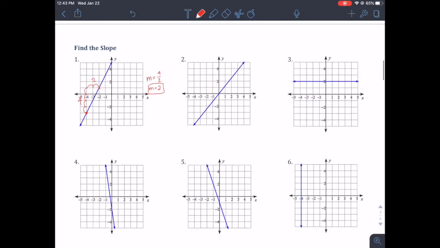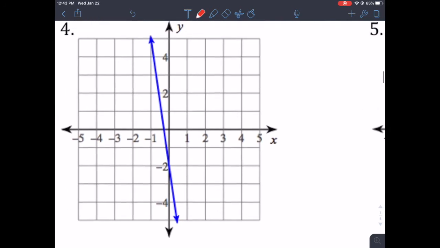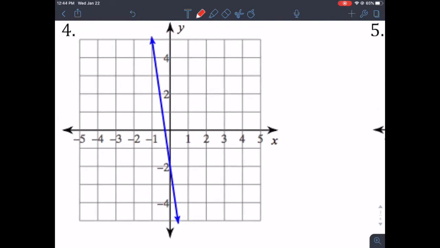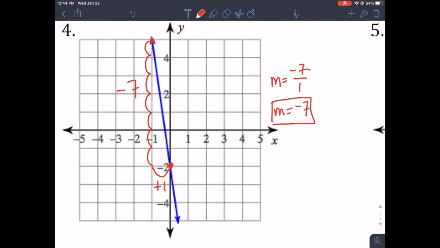Let's look at something that goes in a slightly different direction. Here, I can see clearly this is one point where it crosses. The next one's a little hard to find, but it is right up here at the top. This one goes 1, 2, 3, 4, 5, 6, 7. But as we're going left to right, we had to go down to get to the next point, so we'll call that negative 7. It does still go over positive 1 for the run. So the slope is negative 7 over 1, or what we should better say is just that the slope is negative 7.